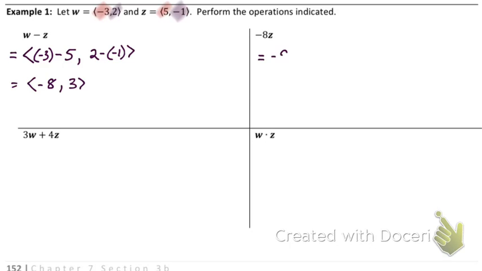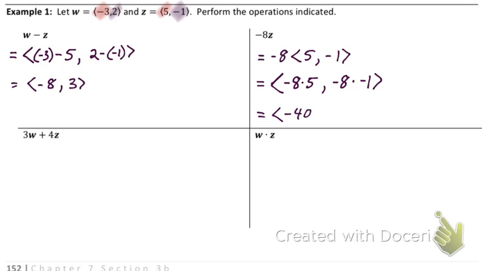All right, next one is negative 8 z. Remember, another way we could rewrite this is negative 8 times the actual vector z, which is 5, negative 1. But it kind of is just distributing. So we're just going to bring that negative 8 in. So it's going to be negative 8 times 5, comma, negative 8 times a negative 1. Well, that's just going to equal negative 40, 8.